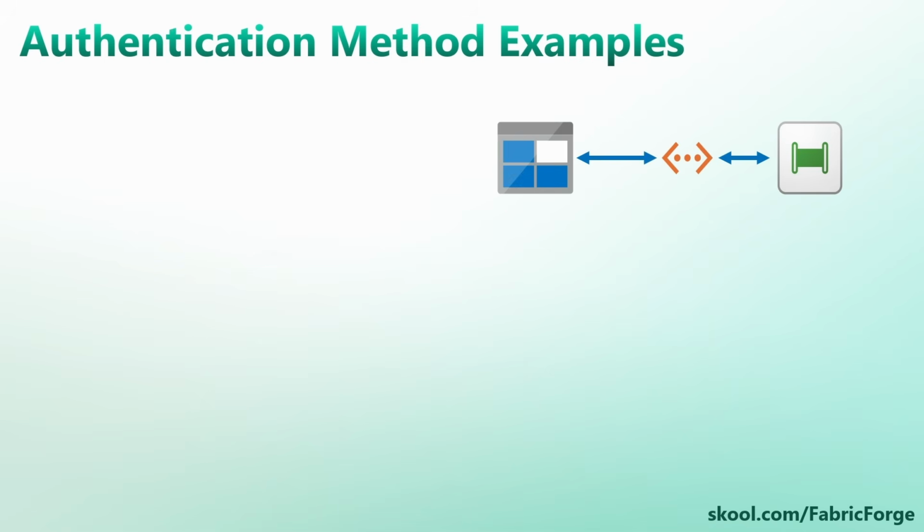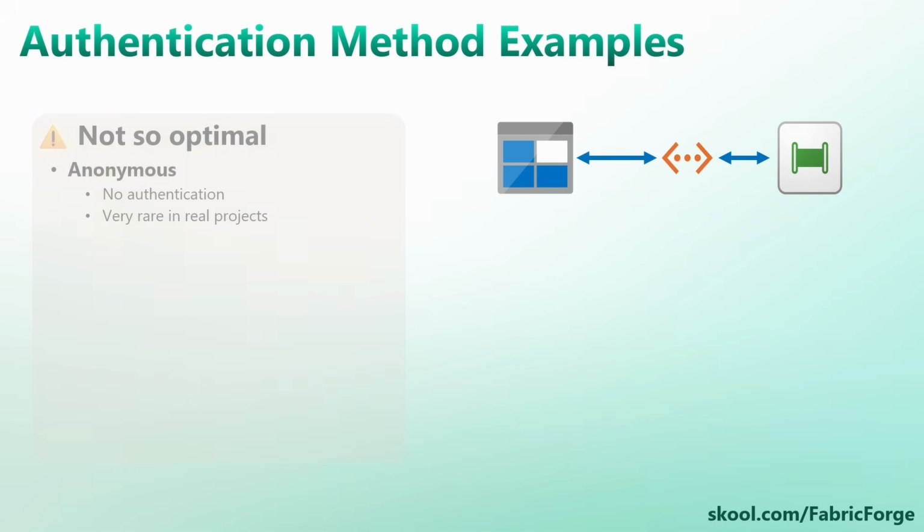The simplest authentication method is anonymous, which means that there is no authentication. You almost never run into this in real projects. Typically in sources, and in this case blob storage, we have some level of security and authentication that is required. And in that case, we need to do some authentication when accessing the blob storage.